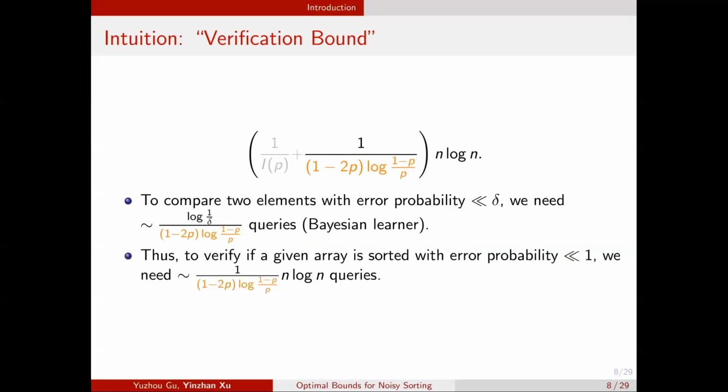So if we consider the simpler task of verifying whether a given array is sorted, then we still have to compare all pairs of adjacent elements, and each comparison has to be correct with error probability less than essentially 1 over n. So if we plug in delta to be 1 over n in the above comparison bound, we get that to compare each pair of adjacent elements, we need log n over (1 minus 2p) times log((1 minus p) over p) queries. And because there are n minus 1 pairwise comparisons to make, we get the second part of our bound. And we call this bound the verification bound.